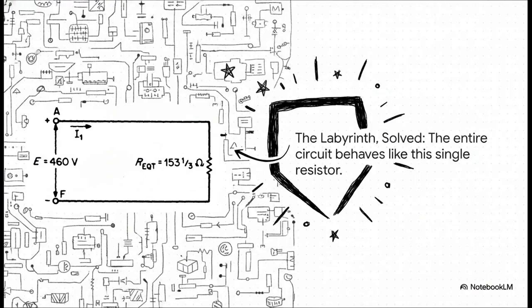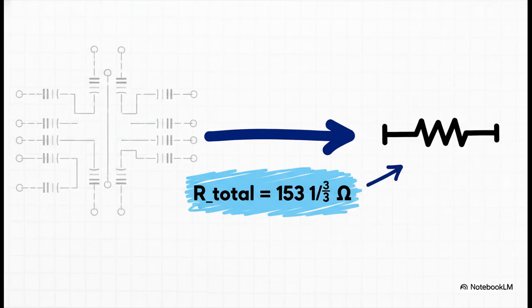And here it is. After all that work, combining series, collapsing parallels, that entire 19 resistor network, from the perspective of the power source, behaves exactly like this one single resistor. We found the heart of the labyrinth. The total equivalent resistance of that whole maze is precisely 153 and 1/3 ohms. That single number captures the collective behavior of all 19 of those components.